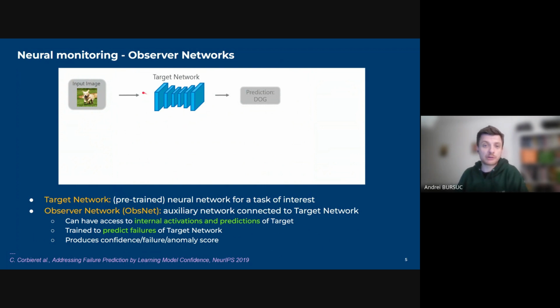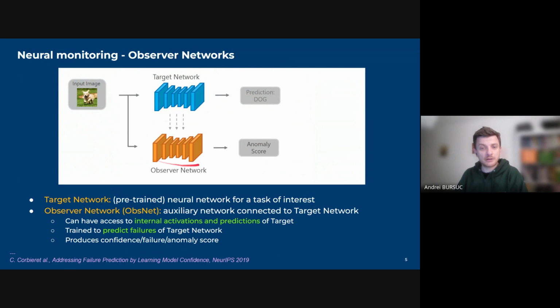Here, the network that will be monitored, we called it target network. This is our network that is trained to solve a task of interest, let's say here image classification, which makes certain predictions. To monitor it, we define another network, which we called observer network, an auxiliary network taking the same input, but not necessarily taking all the hidden activations of the target network. It doesn't need to take them all, but it needs to analyze to some extent some of the activations coming from this target network, and also look at its output.